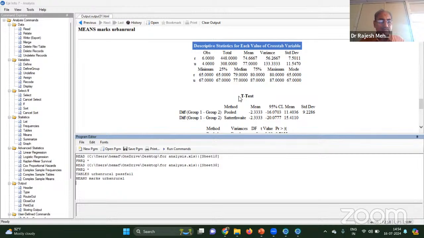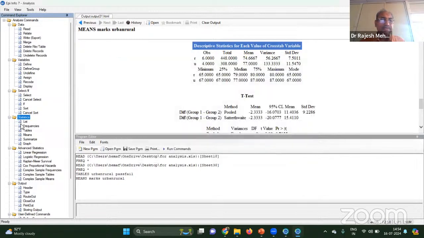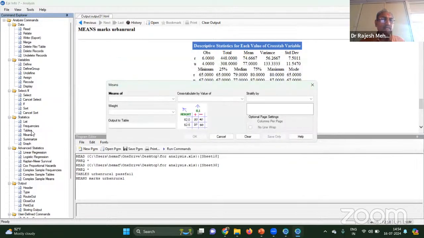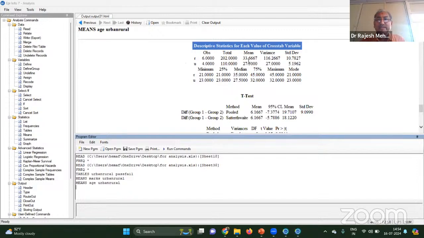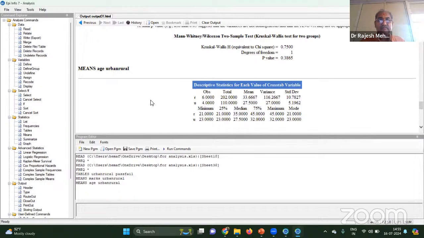Same thing, we can go for age-wise. Means command, age versus urban rural. Rural age is 33, urban is 27 years. Whether this difference is significant or not, the p-value is 0.3, so it is not significant.